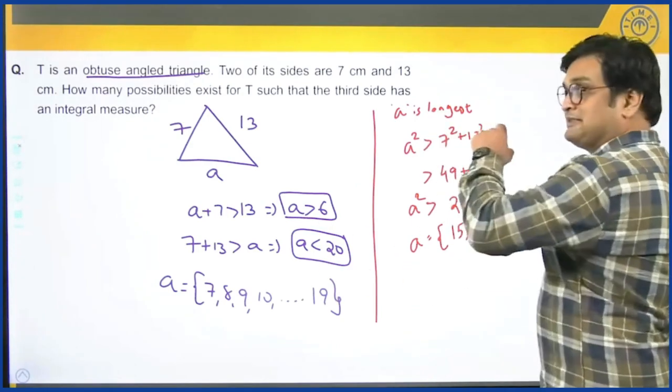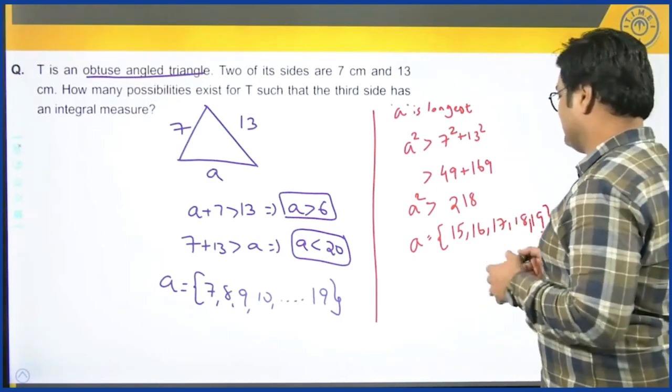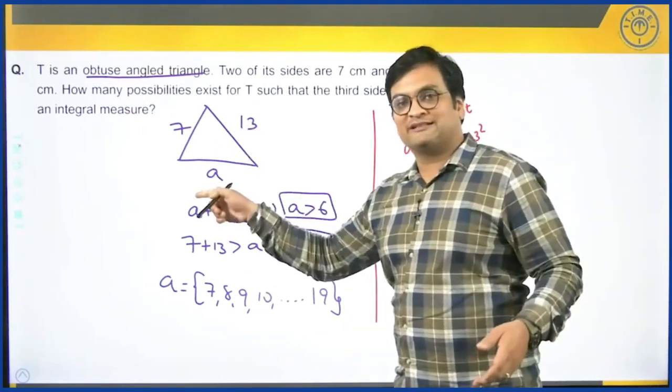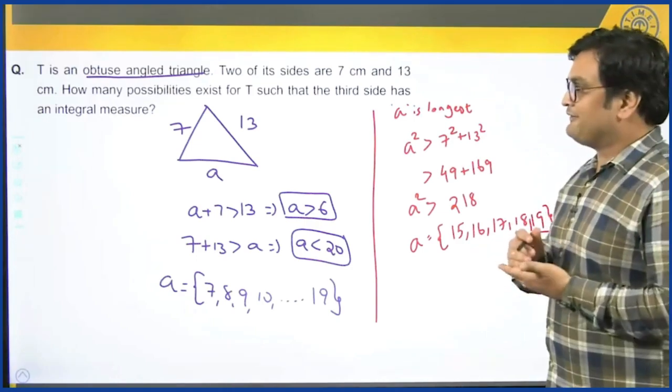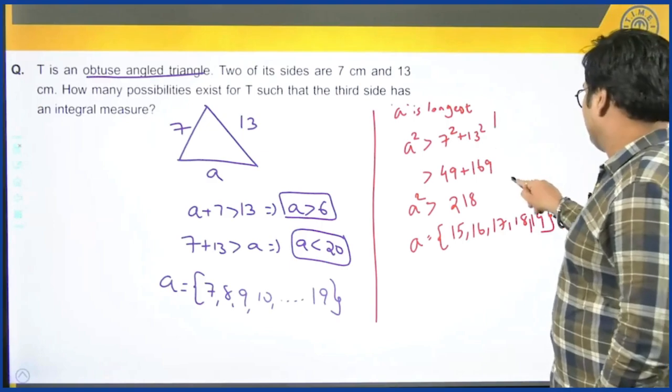So if A is the longest side, then the possible values of A could be 15, 16, 17, 18, 19. Since I am saying A is the longest, I cannot take A as 14, because for 7, 13, 14 will not be an obtuse angle triangle. So these are the 5 possibilities.